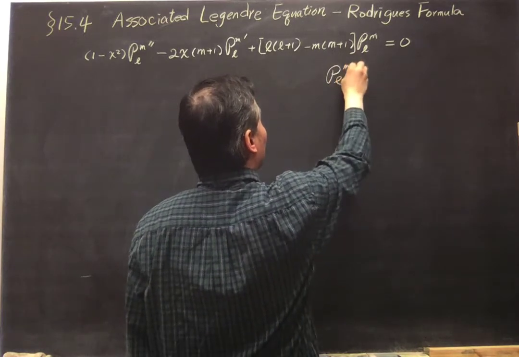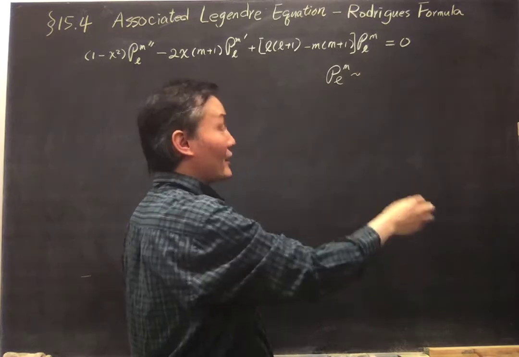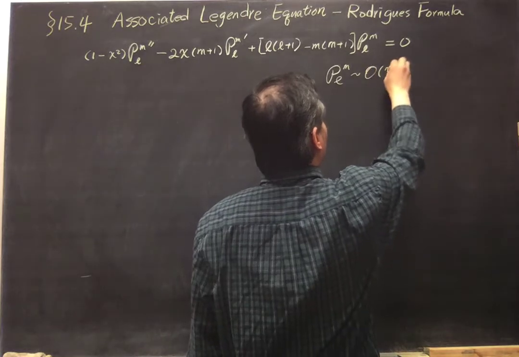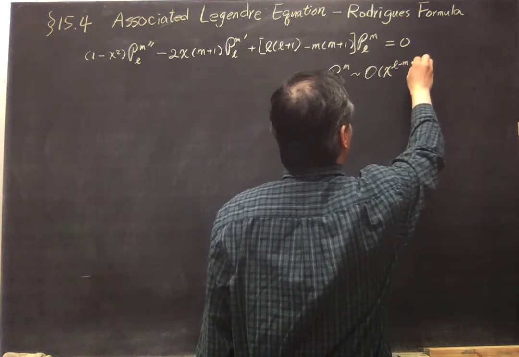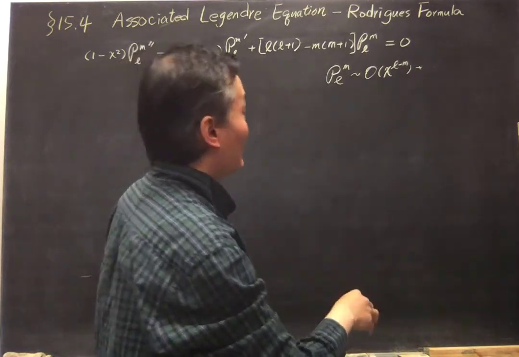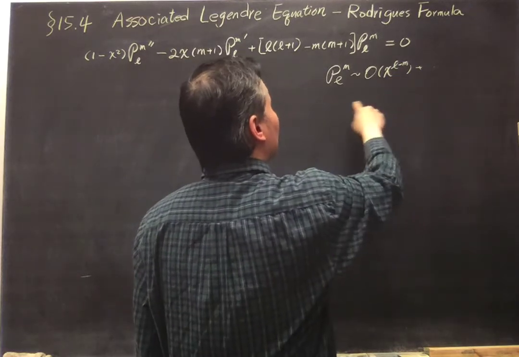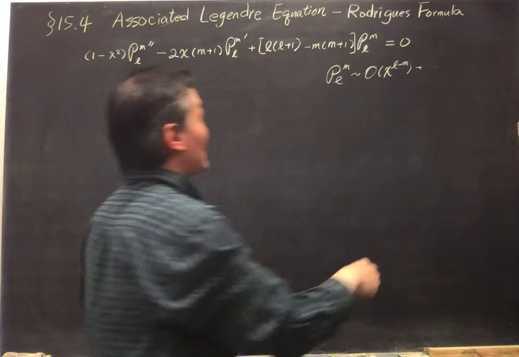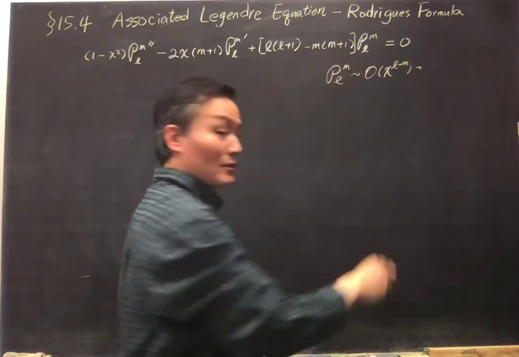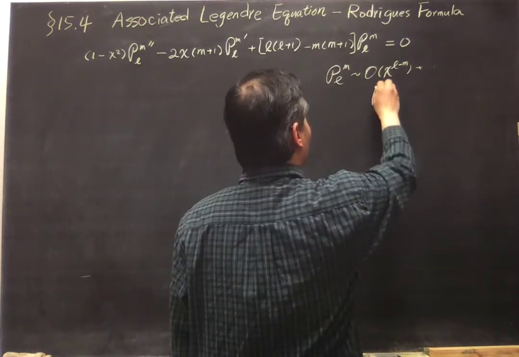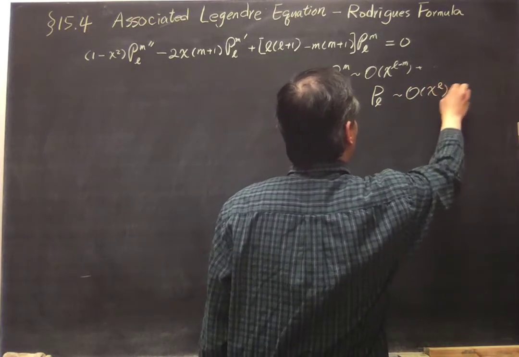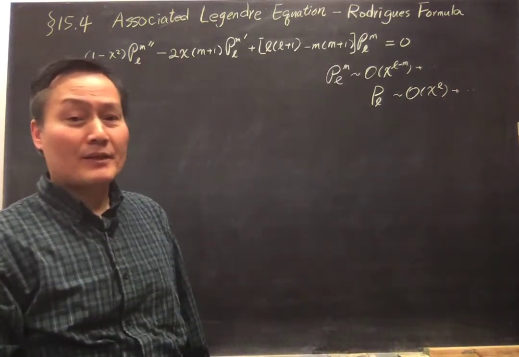And so last time we figured that P_l^m will have the highest power in x of the order x to the l minus m, plus all the lower order terms in x. And remember that the original Legendre polynomial P_l will be of the order of x to the l plus lower order.